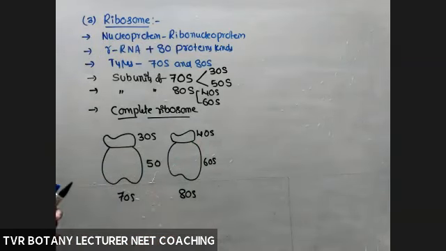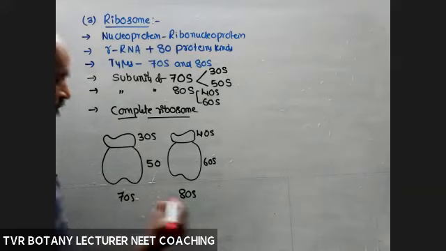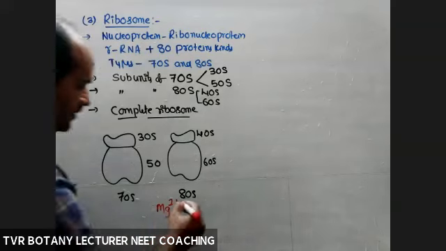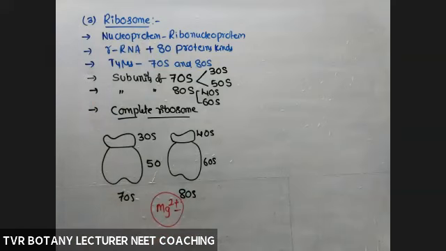Here, a very important thing is Mg2+. Magnesium Mg2+ is required. The proper concentration of Mg2+ is required for formation of a complete ribosome. That is very important. The inorganic nutrient or mineral that is very important for formation of a complete ribosome of either 70S or 80S kind is Mg2+. Magnesium is important.